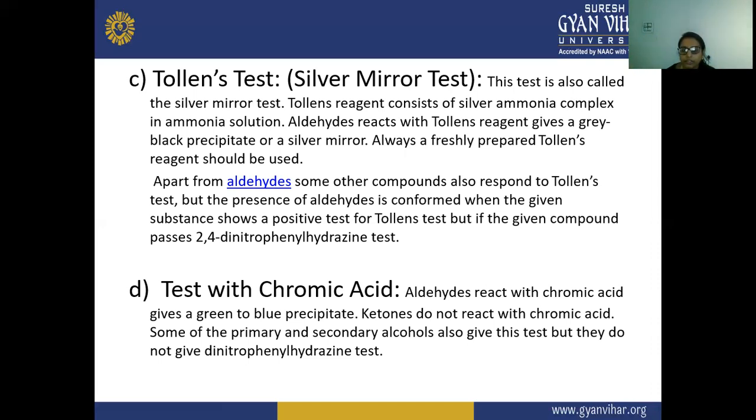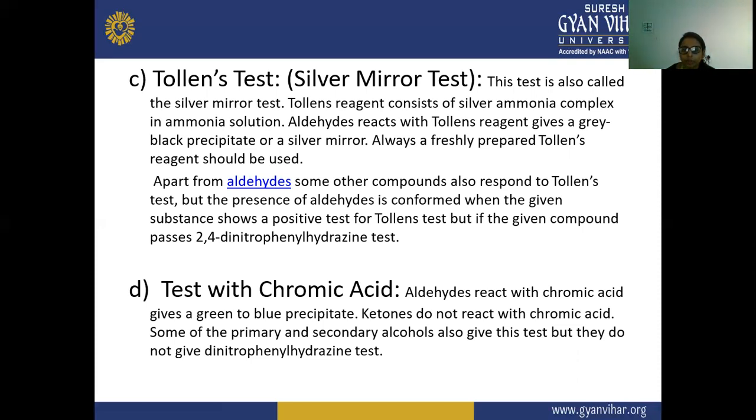In this test, the Tollens reagent consists of a silver ammonia complex in ammonia solution, and when the aldehyde reacts with this Tollens reagent, we get the gray or black precipitate, or the silver mirror. Always use a freshly prepared Tollens reagent. The reagent prepared for the Tollens test should be prepared freshly.